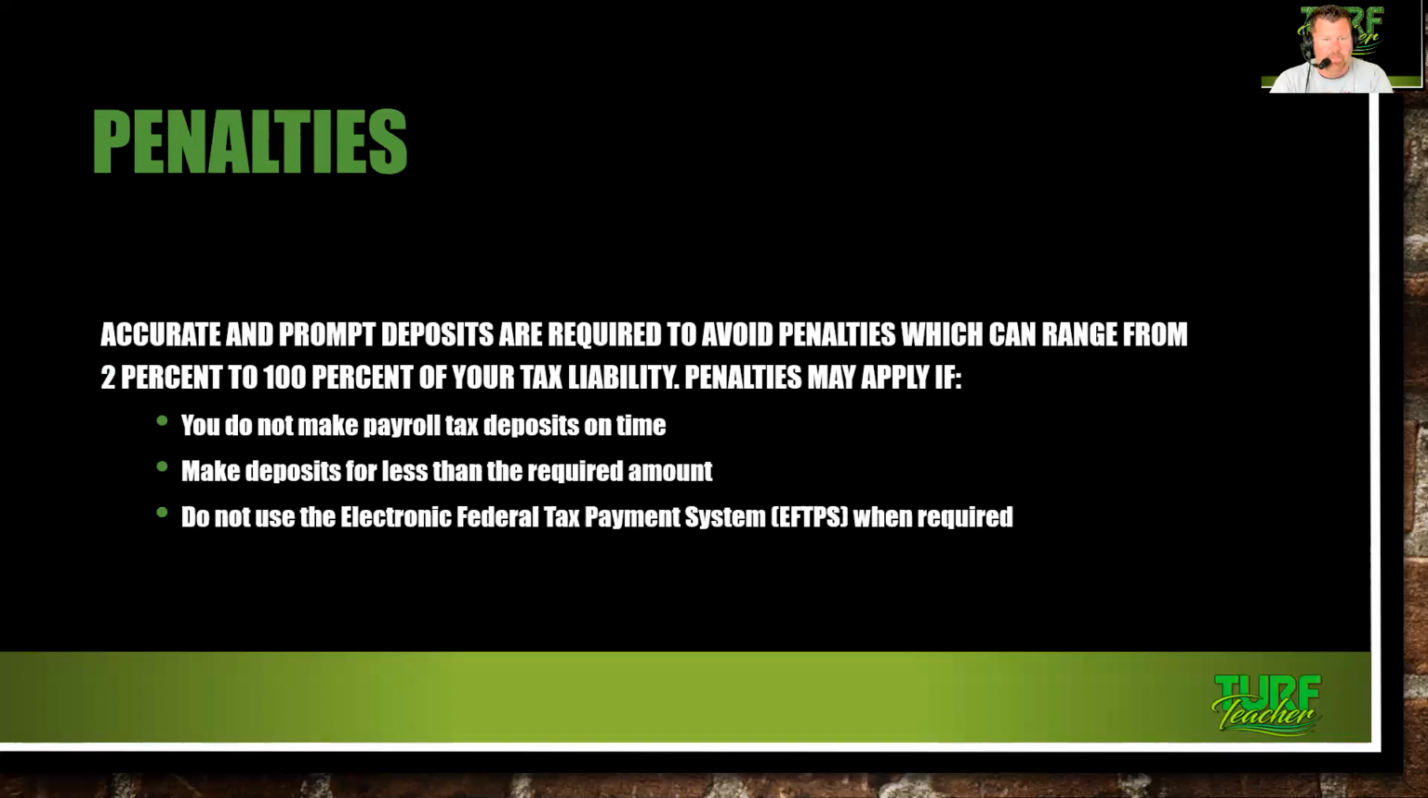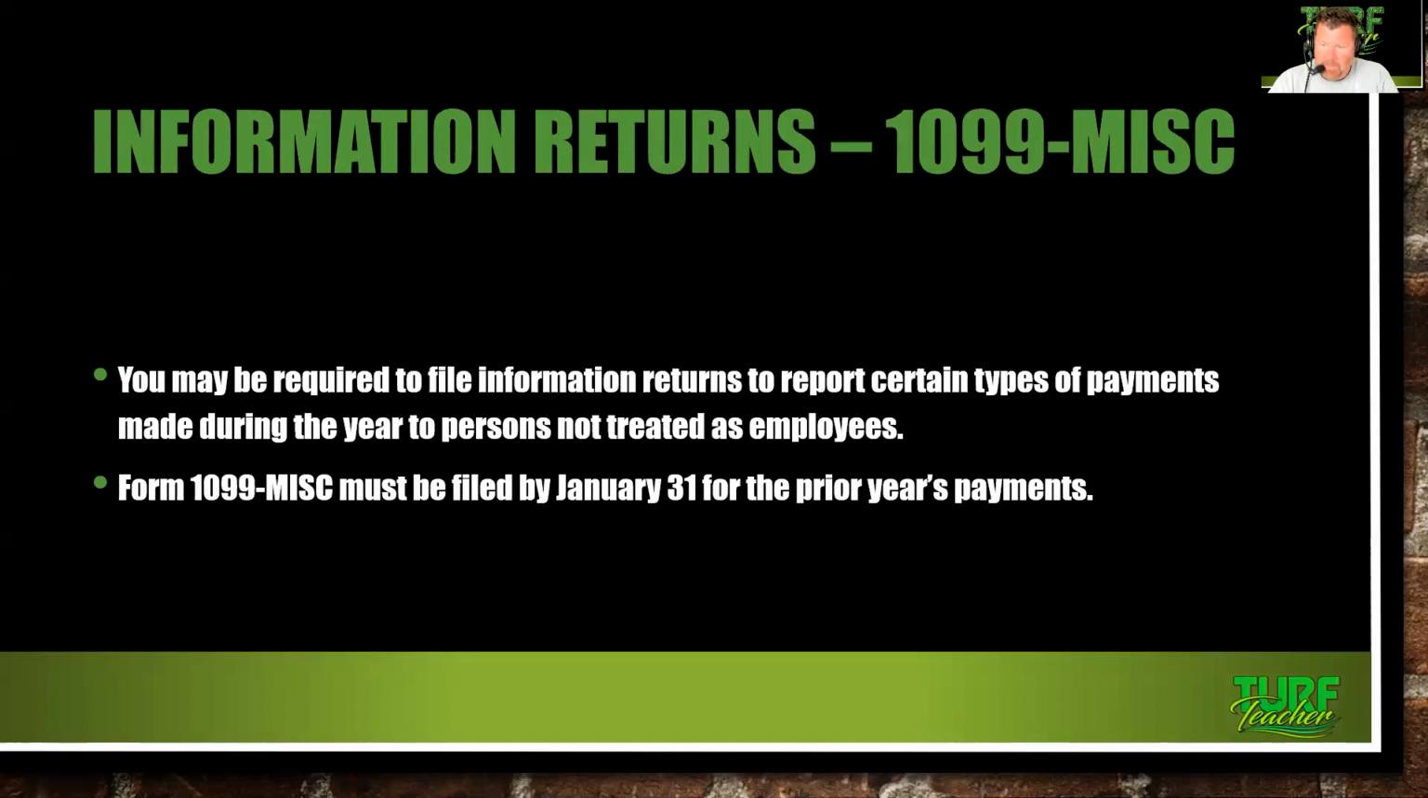Penalties. Accurate and prompt deposits are required to avoid penalties, which can range from 2% to 100% of your tax liability. Penalties may apply if you did not make payroll tax deposits on time, make deposits for less than the required amount, and do not use the electronic federal tax payment system, EFTPS, when required. So it can get a little hairy there thinking of all the stuff that you have to do. So, again, my advice, when you start a business is to talk to that CPA.